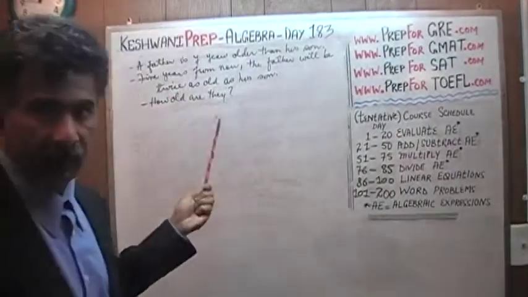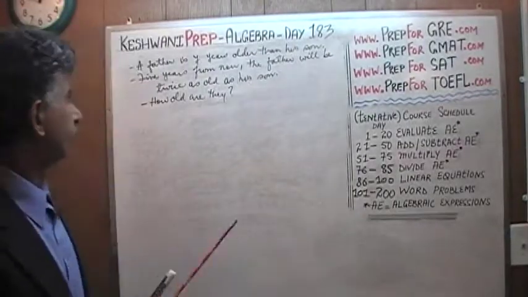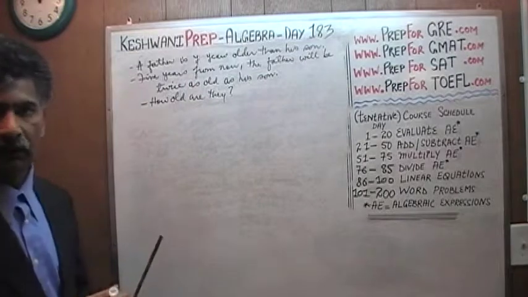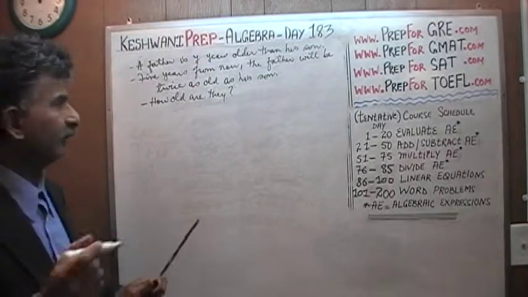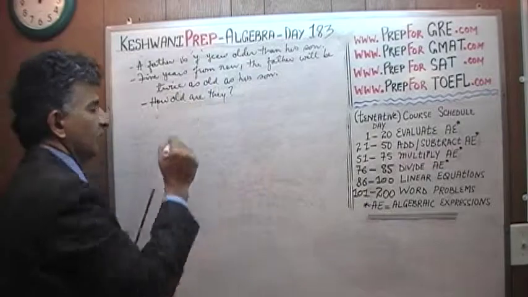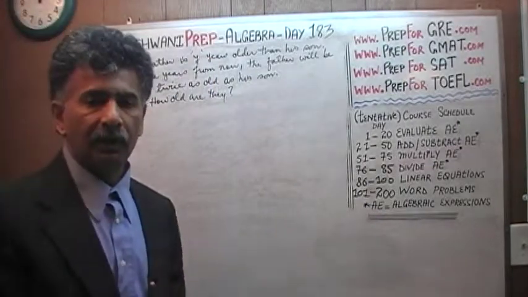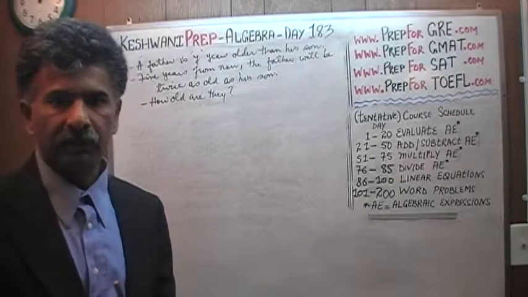The problem is on the blackboard. I'm going to read it to you. It says, a father is y years older than son. Y is some number, some quantity that we do not know, obviously. It's an algebra problem, not an arithmetic one. So instead of numbers, we have variables. We are told that father is y years older than his son.